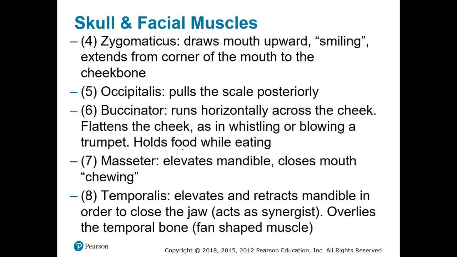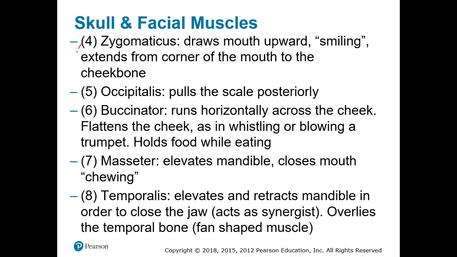Do not confuse that with number 6, the buccinator. This runs horizontally across the cheek, and it actually helps flatten it and allows you to whistle or blow a trumpet and holds food while eating.